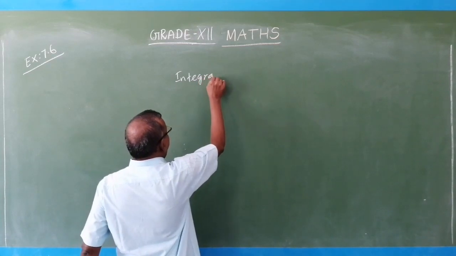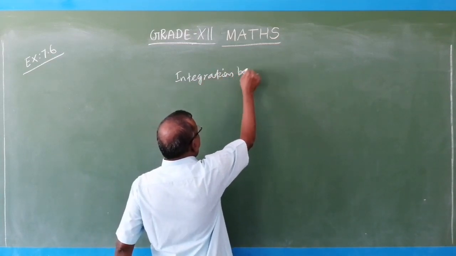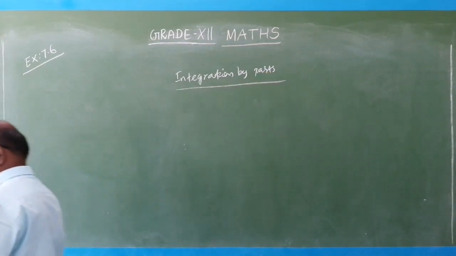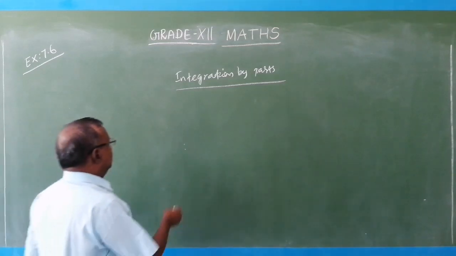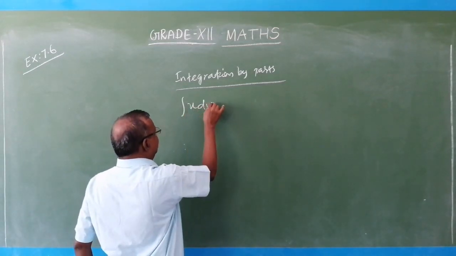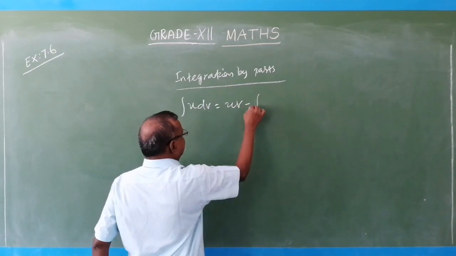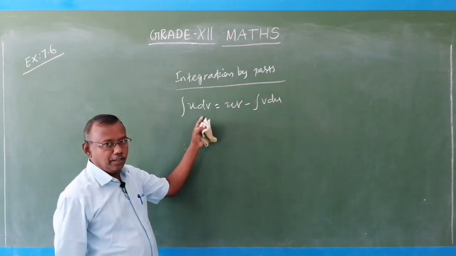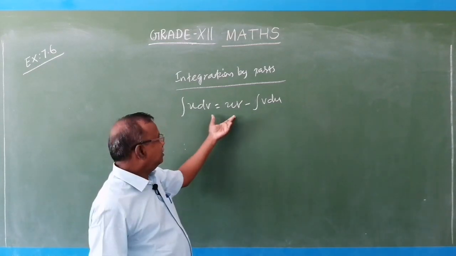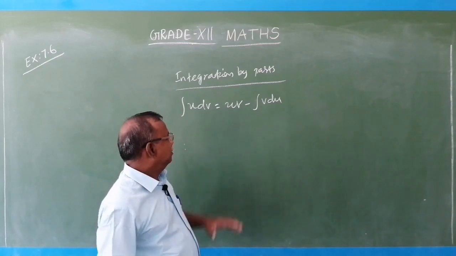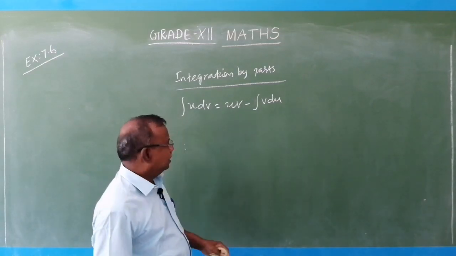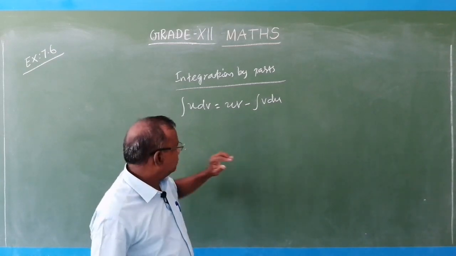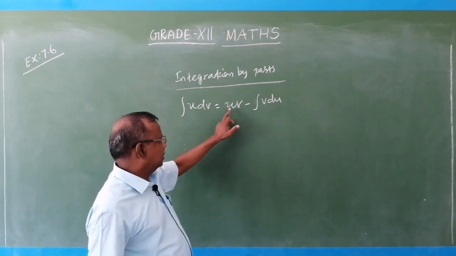Integration by parts. We are using the formula integral u dv equals uv minus integral v du. In the previous class I introduced this formula from the book, and based on this we are doing all the problems, and I have given a worksheet with useful tips on what to select as u and what to select as v.